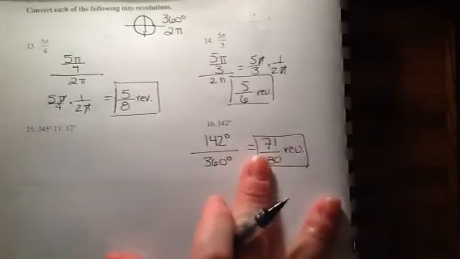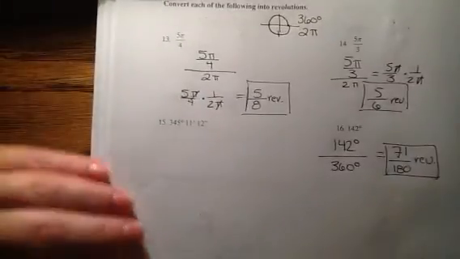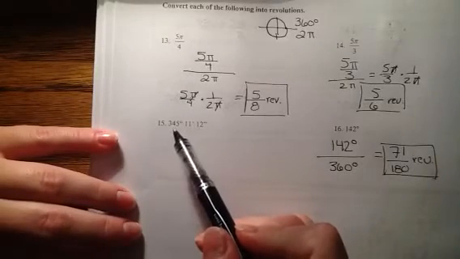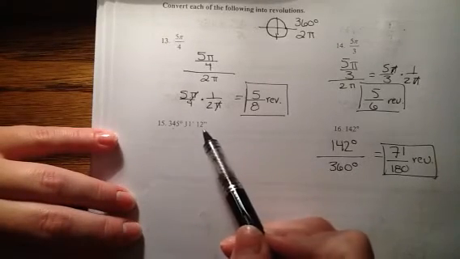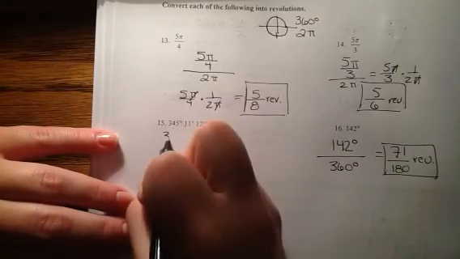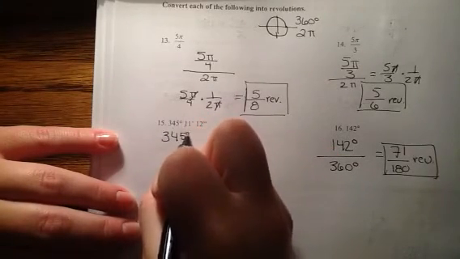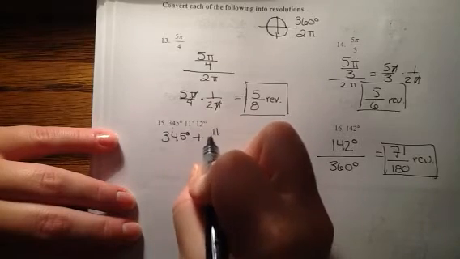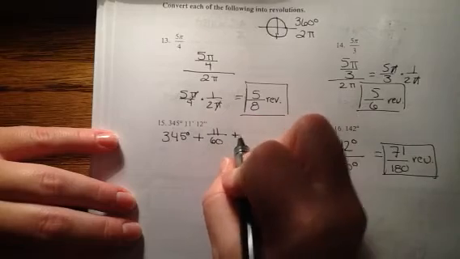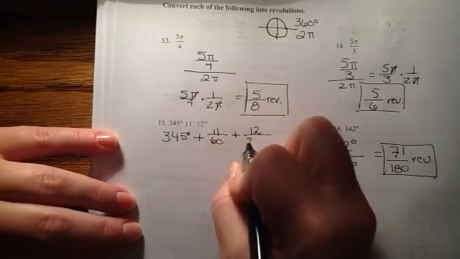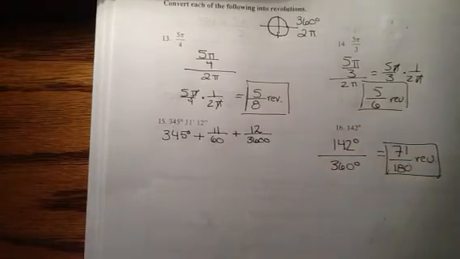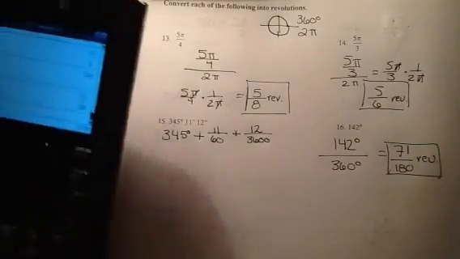In the next video, we're going to talk a lot more about number 15, but what you need to know right now so I can get you to do the problem is that this is in degrees, minutes, and seconds. And so to convert this back, you're going to take your 345 degrees and add it to 11 over 60, because there's 60 minutes in an hour, plus 12 over 3,600, because there's 3,600 seconds in an hour.